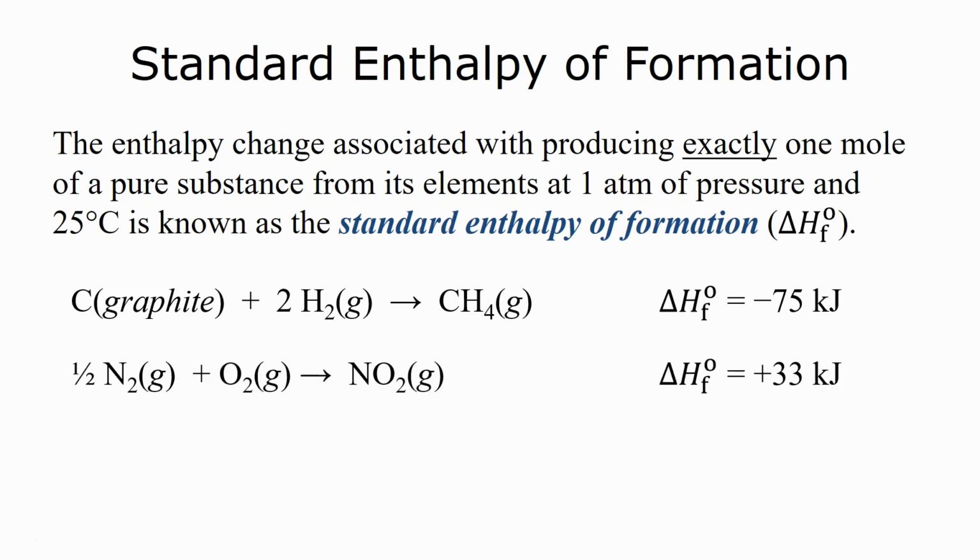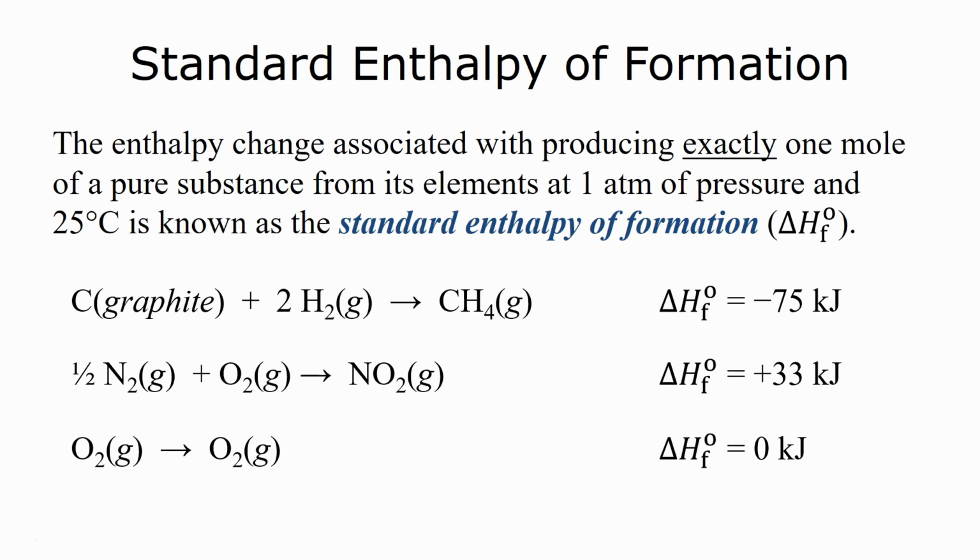Some of these enthalpies of formation are endothermic, such as the enthalpy of formation of nitrogen dioxide. And this is where we introduce those fractional coefficients again. Because remember, enthalpies of formation are for 1 mole. So we had to reduce the reaction stoichiometry down to produce only 1 mole of NO2. And therefore we had to have only half a mole of nitrogen molecule.